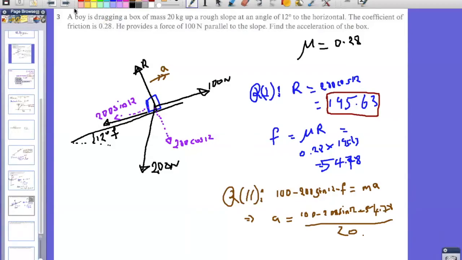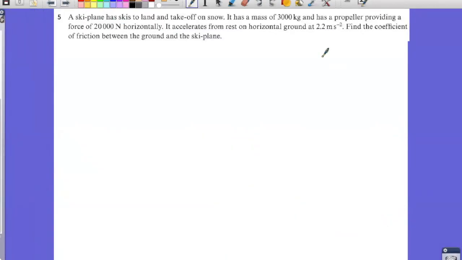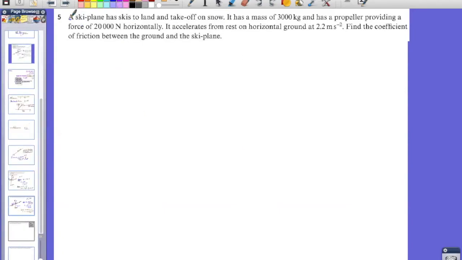That second problem shows how to solve such problems on an inclined plane. We have 2 more problems to go. 5 minutes left. I will solve question 5 and maybe the next one will not be solved.